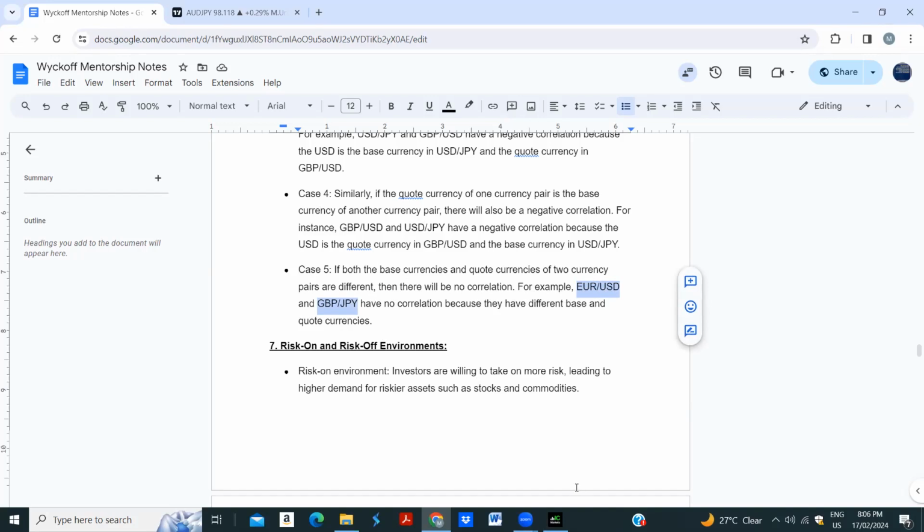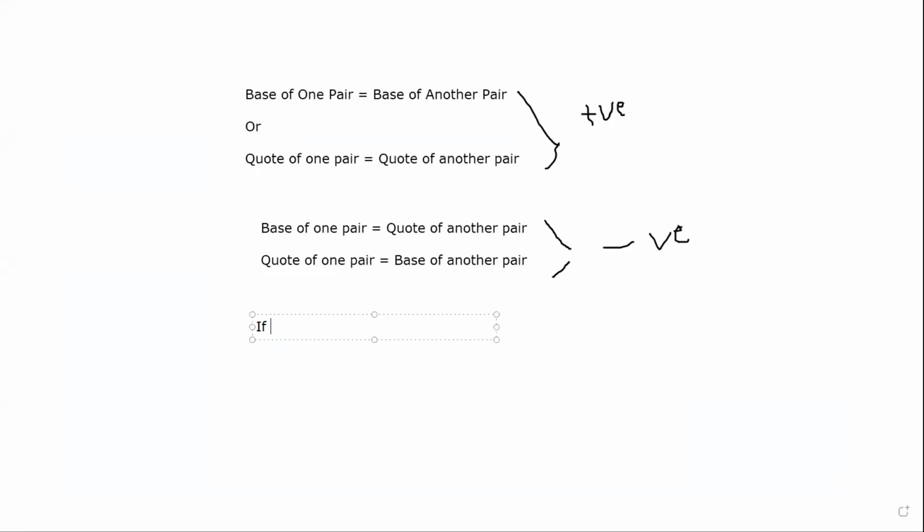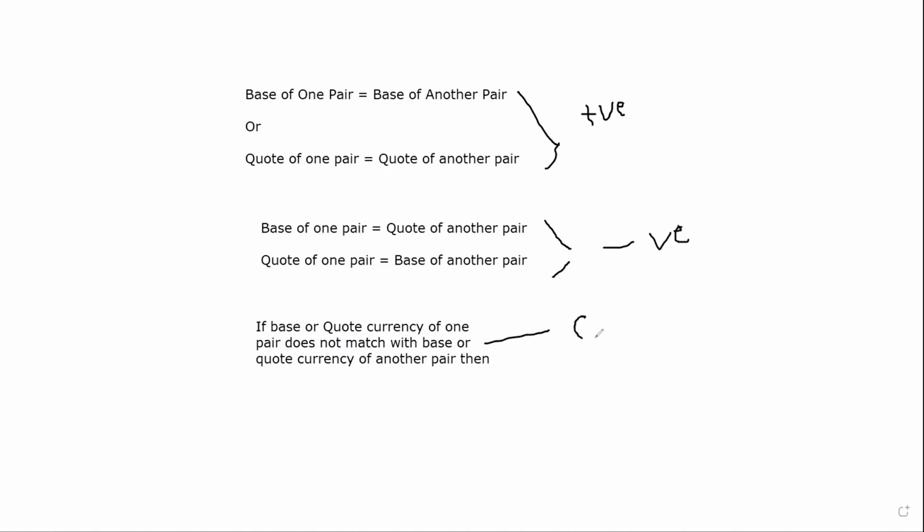So we go to the whiteboard. If the base or quote currency of one pair does not match with the base or quote currency of another pair, then we will have zero correlation.